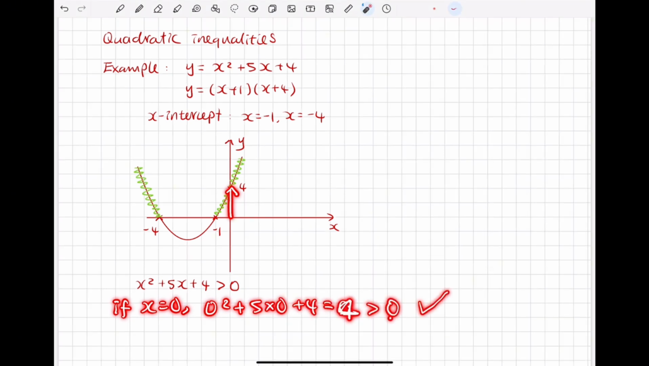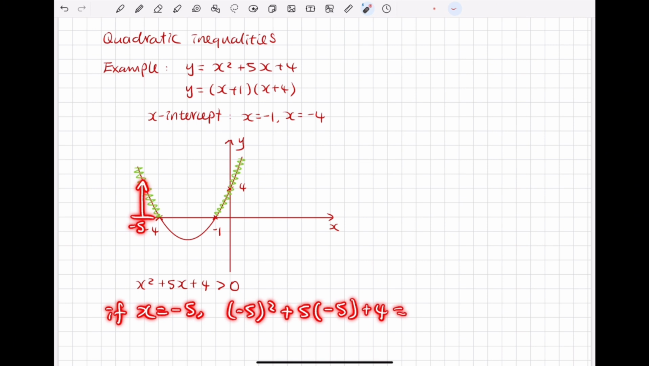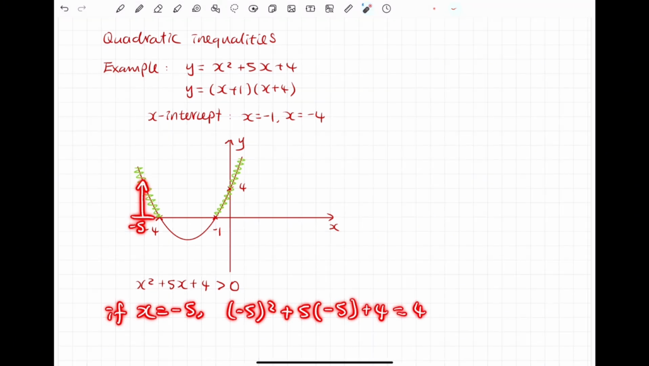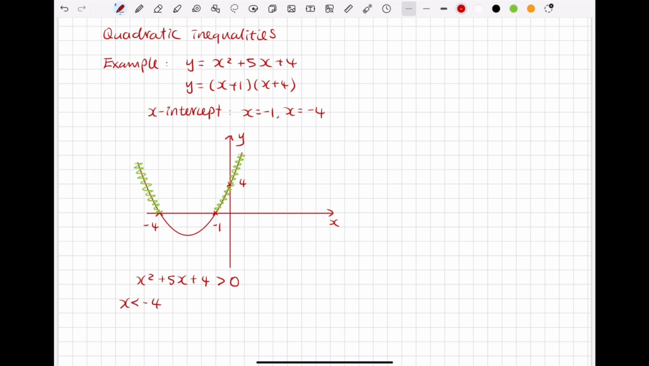than 0 too. And if we look at the one that is smaller than negative 4, if x is negative 5, we will have negative 5 squared, which is 25, plus 5 lots of negative 5, which is negative 25, plus 4, which is 4, and that is greater than 0 as well. When x is smaller than negative 4 or x is greater than negative 1, we will be able to get the graph that is above the x-axis.